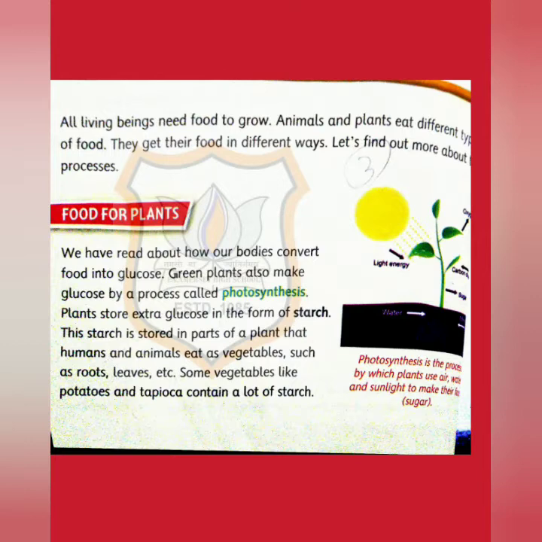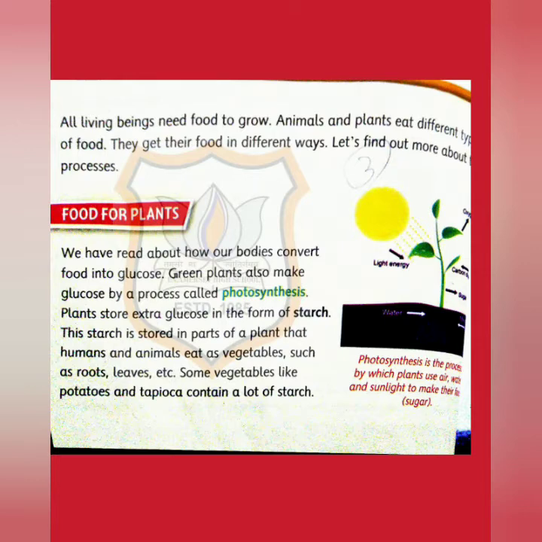We have read about how our bodies convert food into glucose. In the previous chapter we studied how our bodies convert food into glucose. Green plants also make glucose by a process called photosynthesis. Plants store extra glucose in the form of starch.